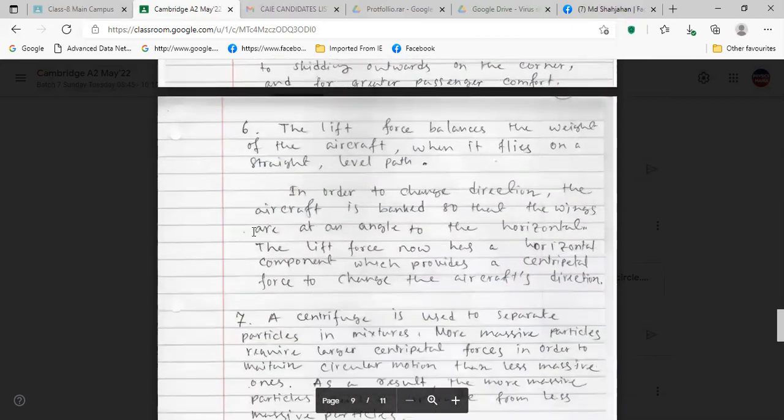Number six, the lift force balances the weight of the aircraft when it flies on a straight level path. In order to change direction, the aircraft is banked so that the wings are at an angle to the horizontal. The lift force now has a horizontal component which provides a centripetal force to change the aircraft's direction.